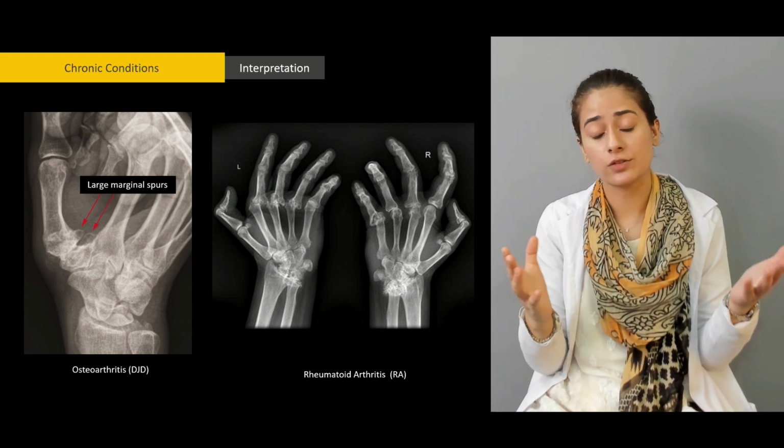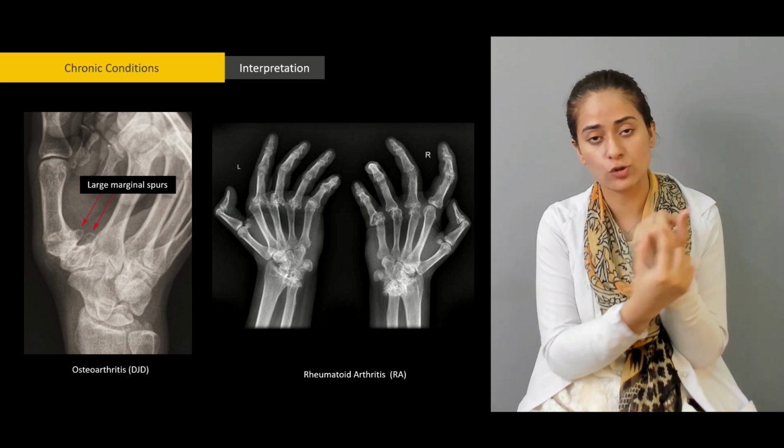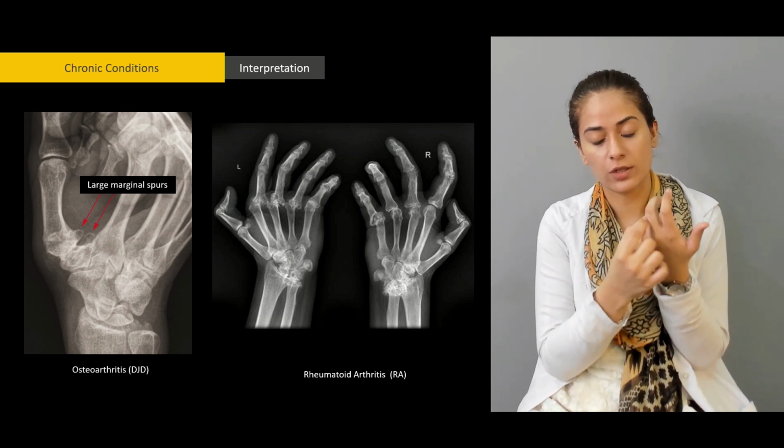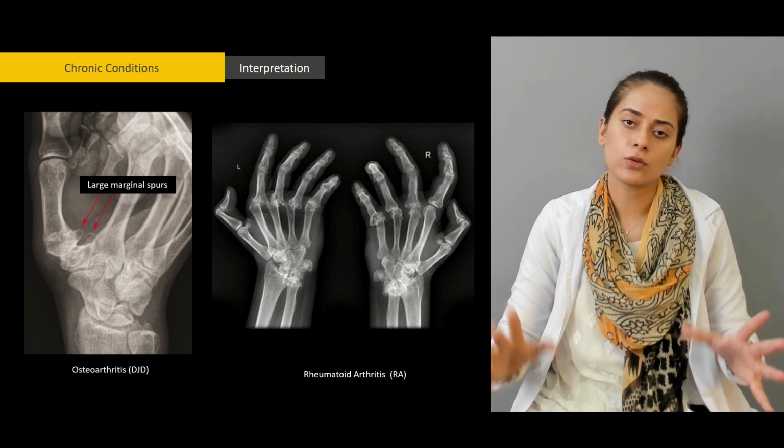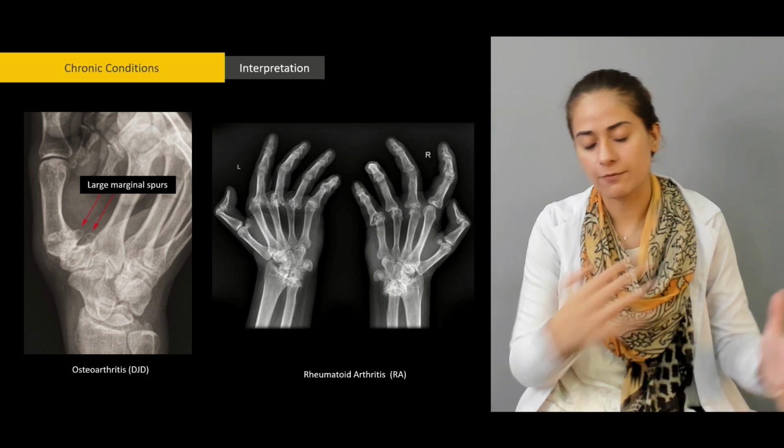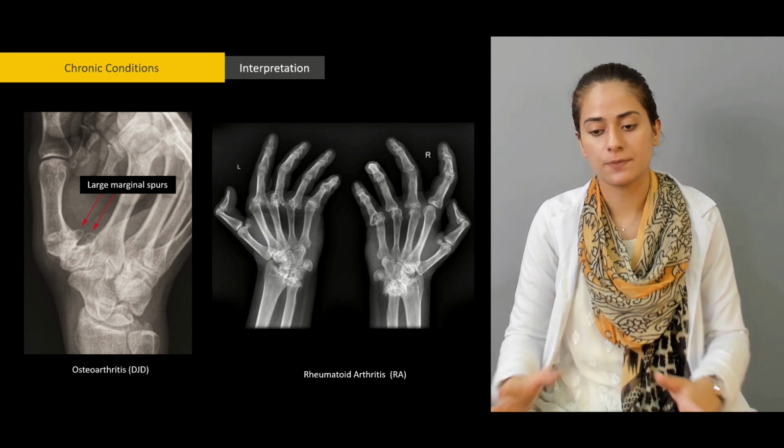There is characteristic bunion formation here. This will be swollen, and this will be swollen as well. So bunions are also characteristic of RA. They can also be seen with OA, but OA has its own characteristics.